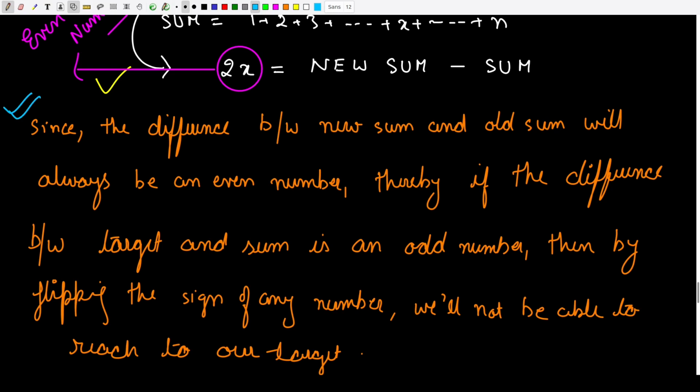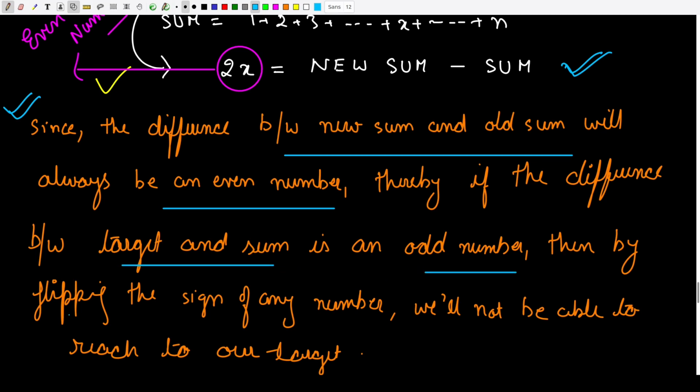So let us understand this concept, and this is also a very important concept. As we know, the difference between new sum and old sum, and how are we getting the new sum? Well, the new sum is obtained by flipping the sign of some of the numbers. So as we know, the difference between new sum and old sum will always be an even number, and that is governed by this equation, right? Thereby, if the difference between target and sum is an odd number, then by flipping the sign of any number, we will not be able to reach our target. Okay, so it is not possible.